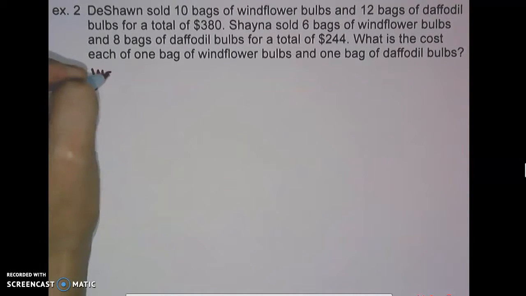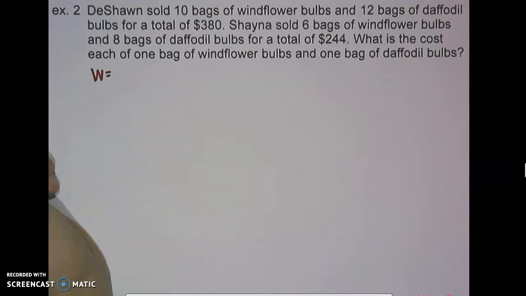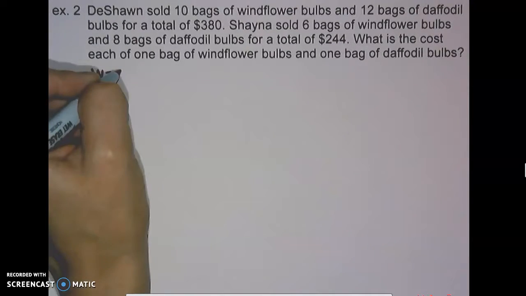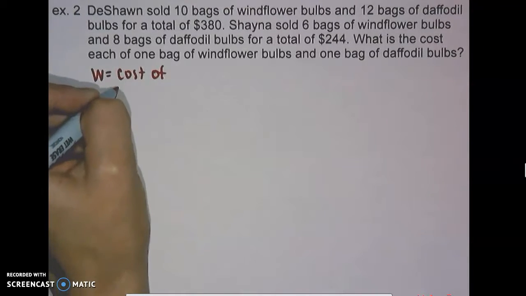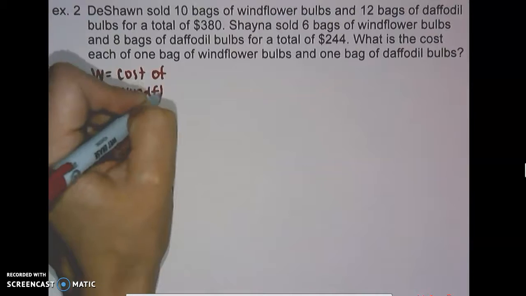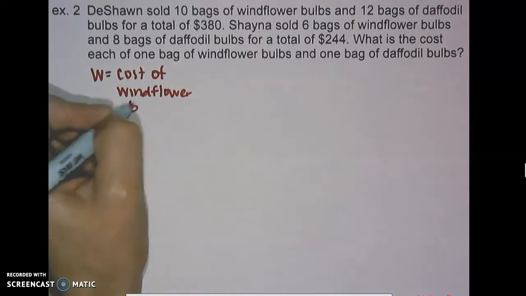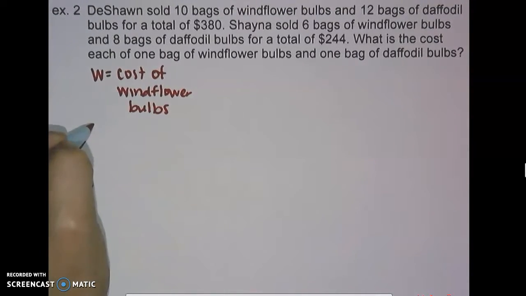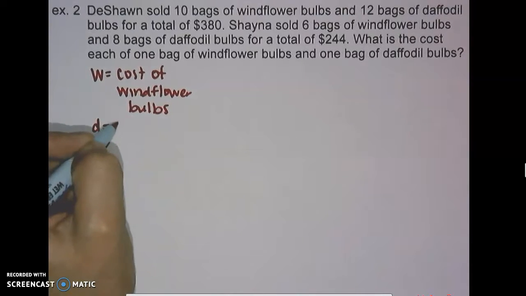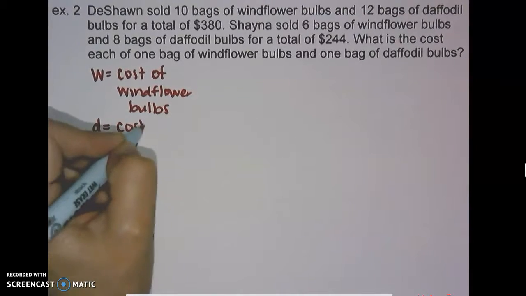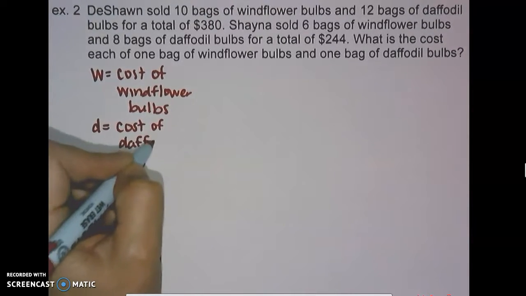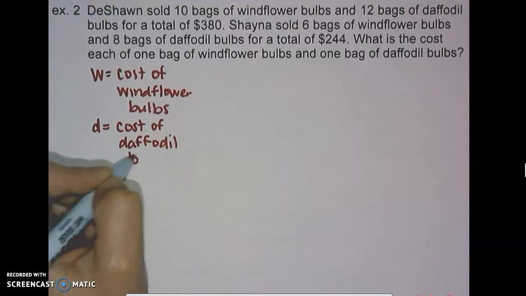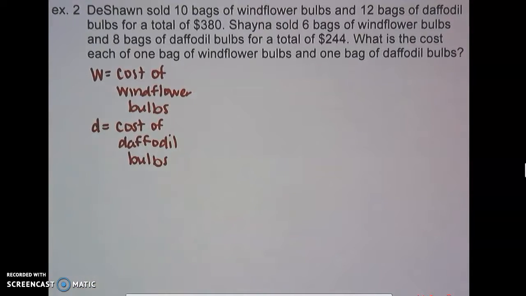Another common way people name their variables is by the first letter of it. So w is the cost of windflower bulbs, and d equals cost of daffodil bulbs. Okay, so that's one way of naming these things.